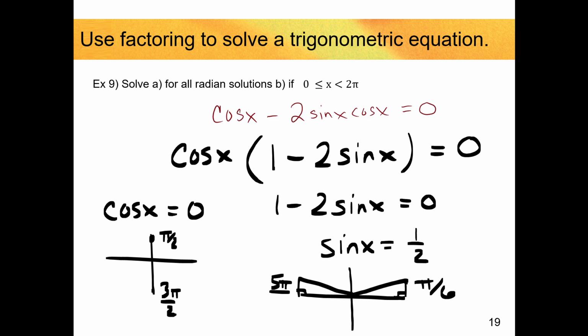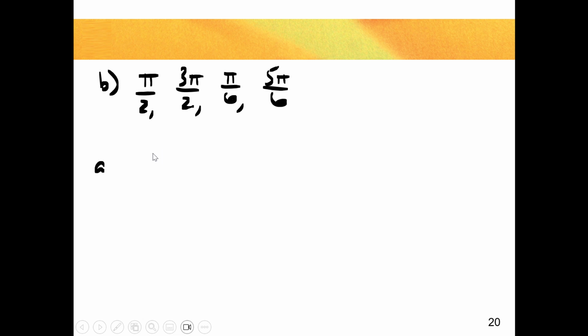Okay. And Bob, since he's kind of cool like that, he likes to write them always in lower to higher order, right? But you don't have to do that because they could be in any order. Okay, good? So the B answer to this one is those 4 answers right there. If you want to write them out, the B answer is pi over 2, 3 pi over 2, pi over 6, 5 pi over 6. I did not write in order. I'm not as cool as Bob.